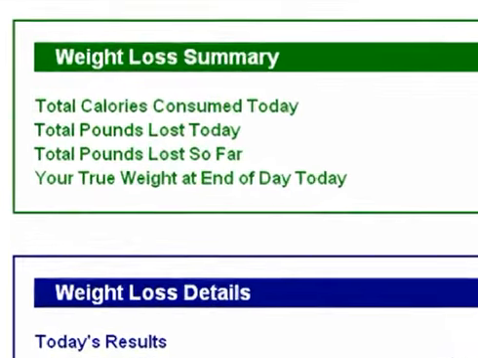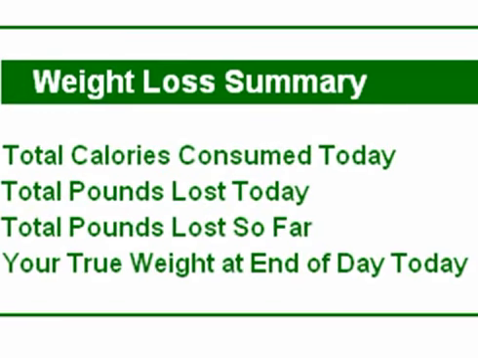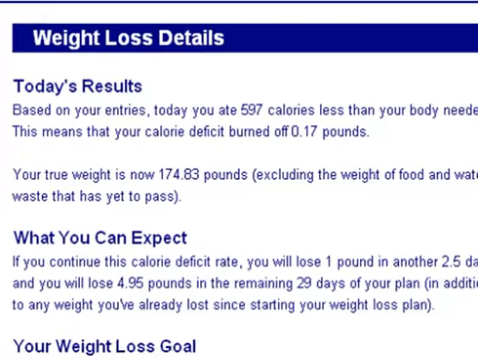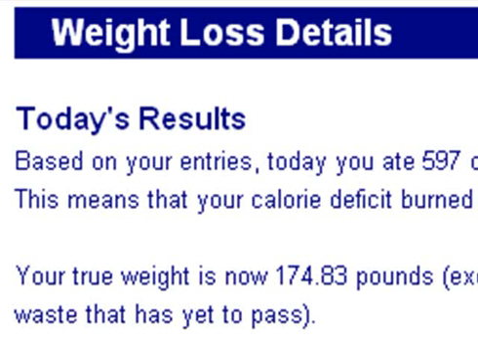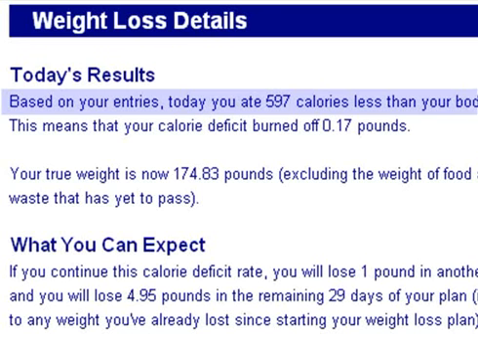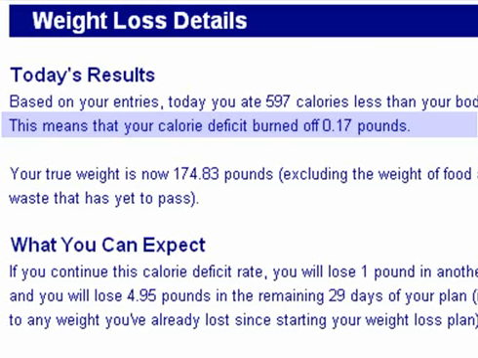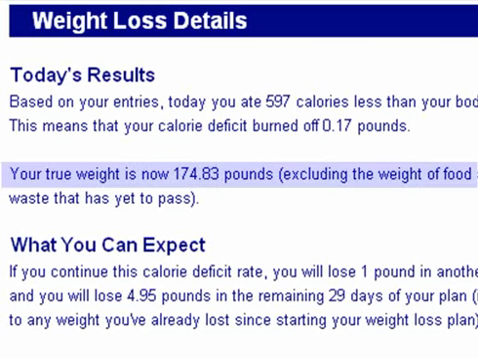The weight loss summary section is a nice little section that gave us some useful information, but the power of this calculator comes in the weight loss details section. Let's start with the today's result section. It tells us the total number of calories that we went over or under the amount of calories that our body needs. It takes that number and converts it to the number of pounds that we either burned or gained today. It also calculates a value called our true weight for the day.